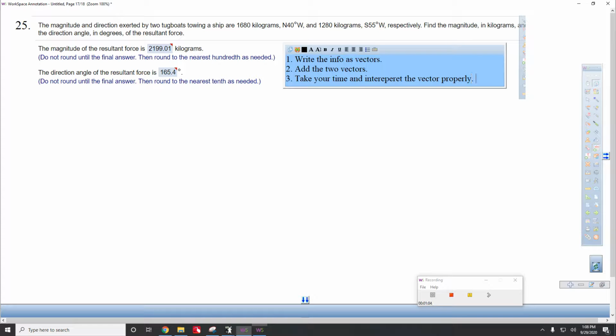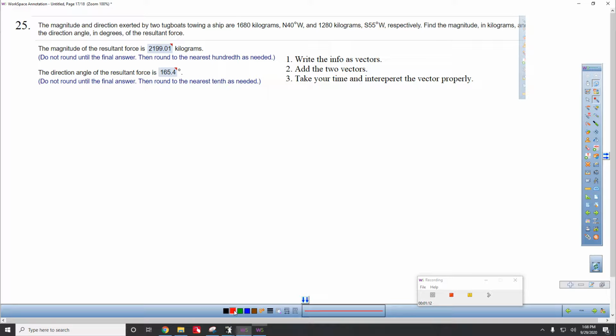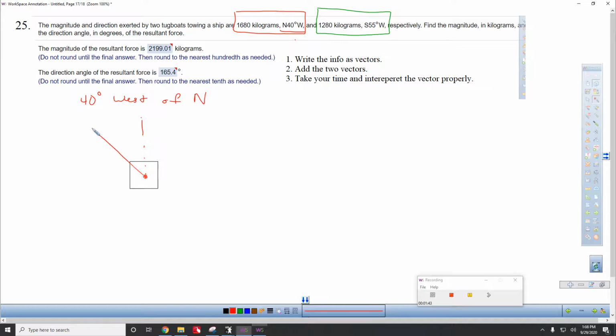Alright, so here's what we got going on. We have two vectors. I'll box them. This one's going to be our red vector, and this one will be our green vector. Let me re-explain what this means. This is read the number, then the letter on the right, then the letter on the left. So it's 40 degrees west of north. If this was our point, and this is north, we want to go 40 degrees west of that.